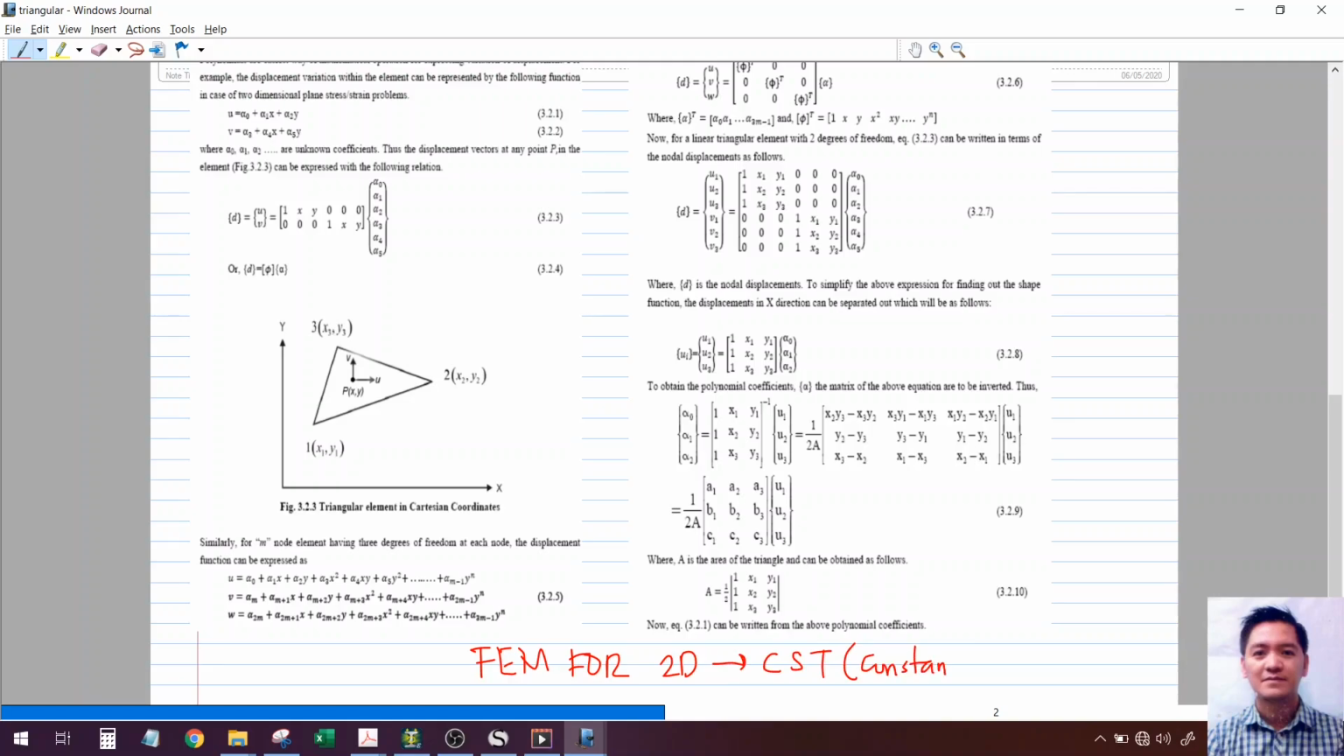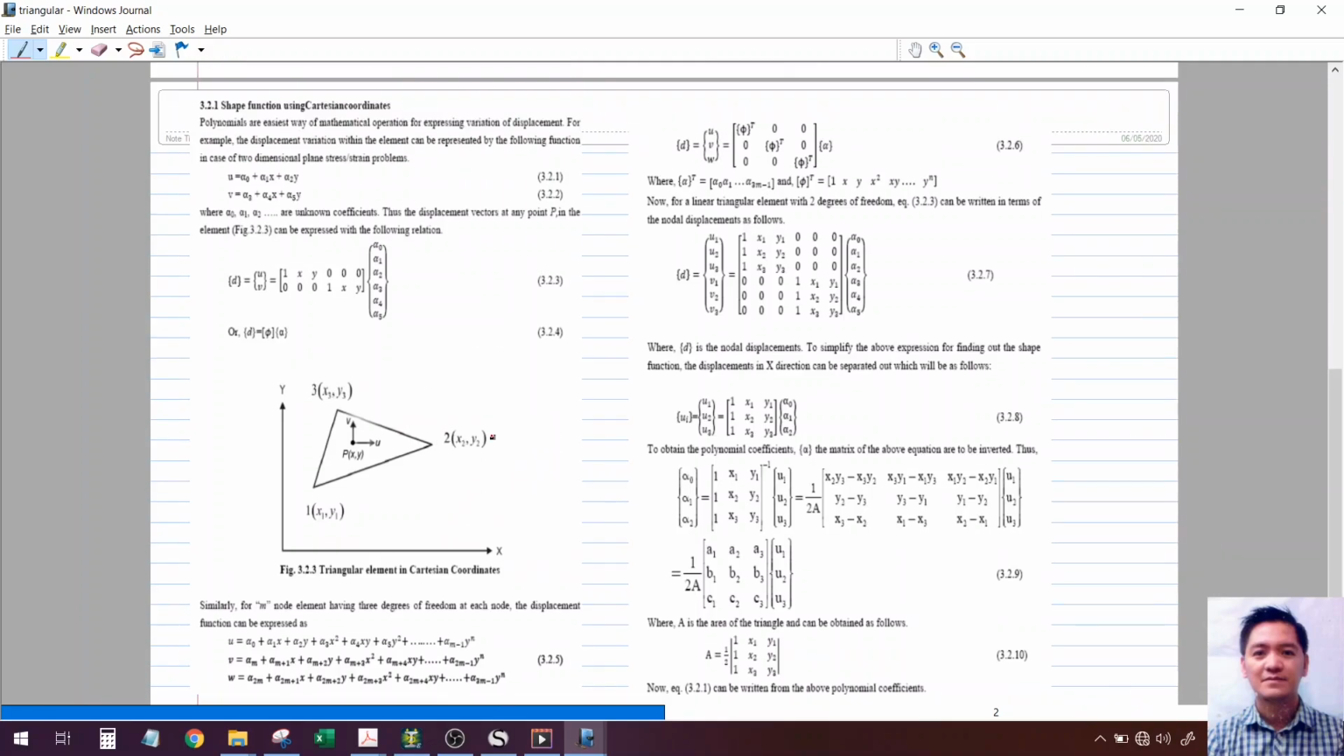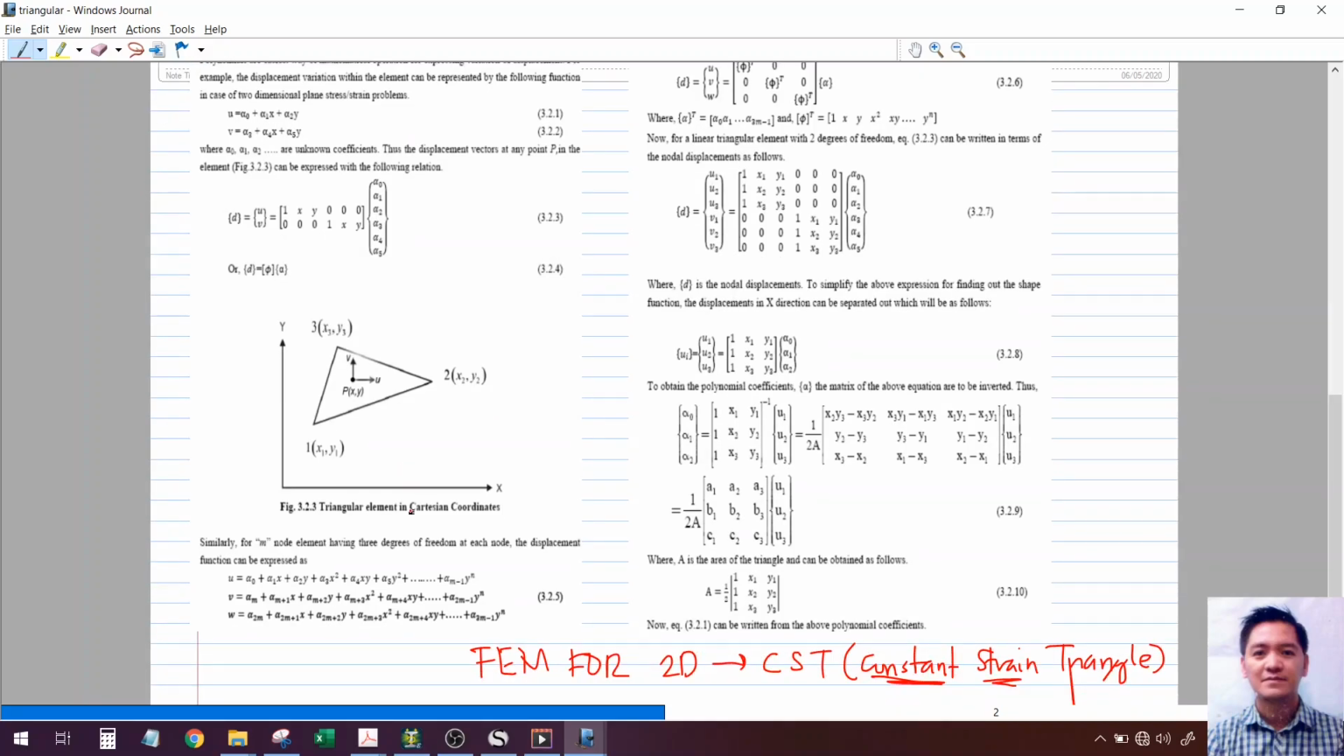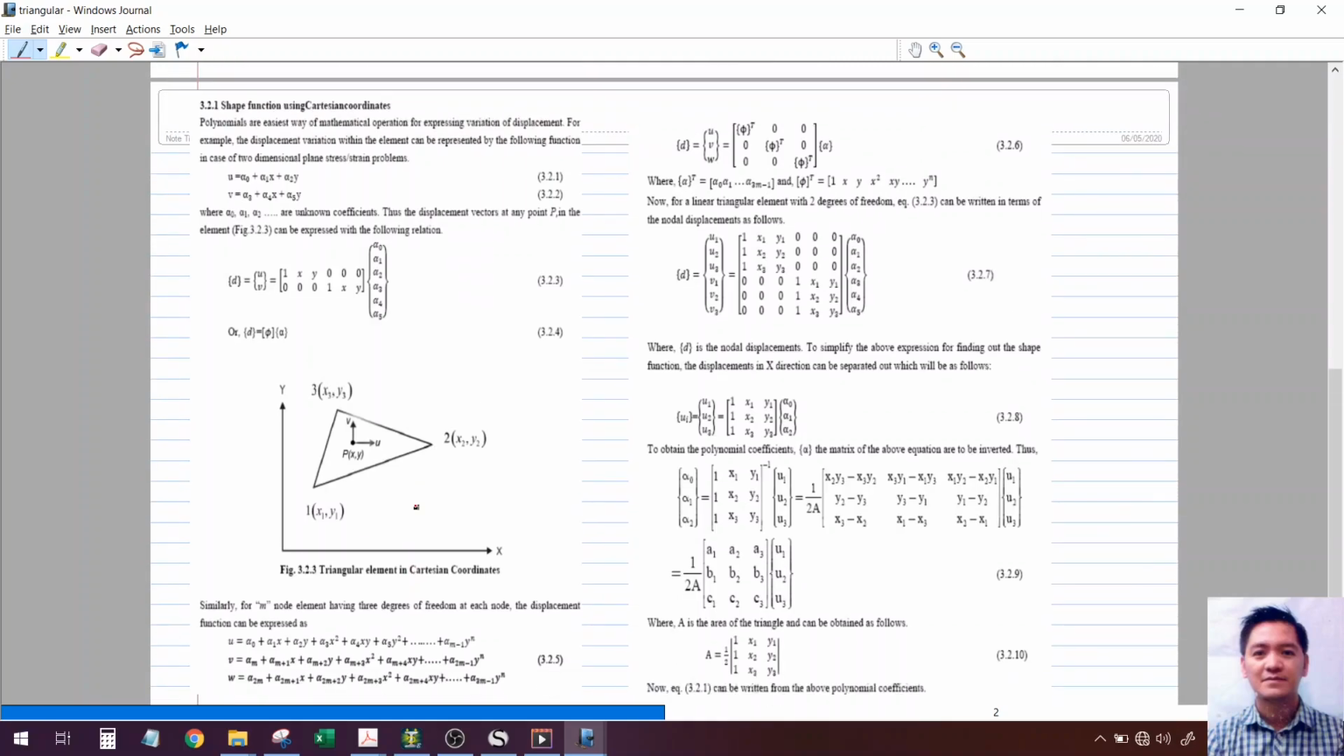Constant strain triangle. From the word constant na strain, sabihin, yung strain sa element na to will be constant. So yun lang yung disadvantage niya, no? Alam naman natin in reality hindi naman dapat constant, because it varies along the body.